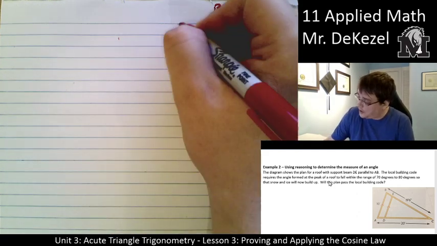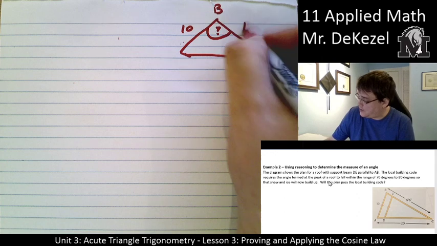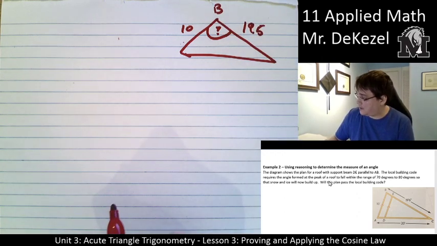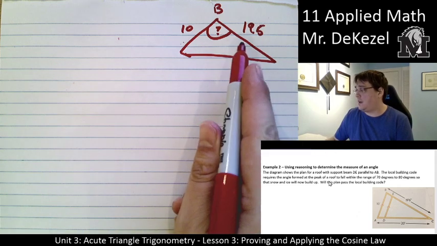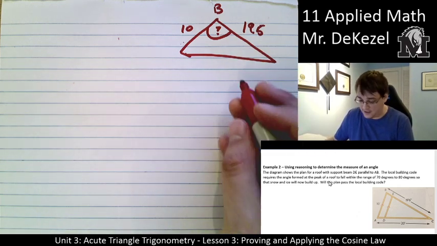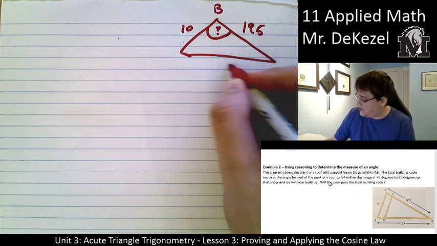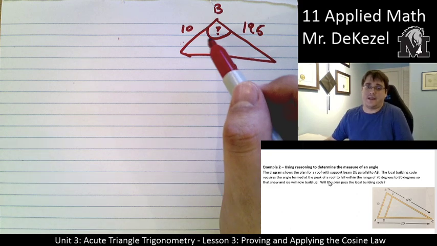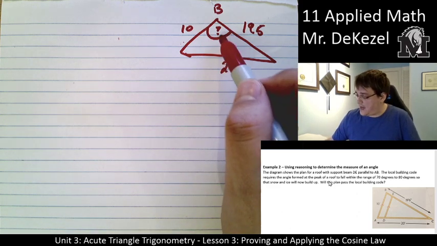So let's write what we know. We have 10 over here. We know this is 19.5 right here. I turn this into feet. 10 feet, 19 feet, 6 inches is 19.5 feet. And down at the bottom, we have 20 feet. So I know all the sides and no angles. I need to find that angle.